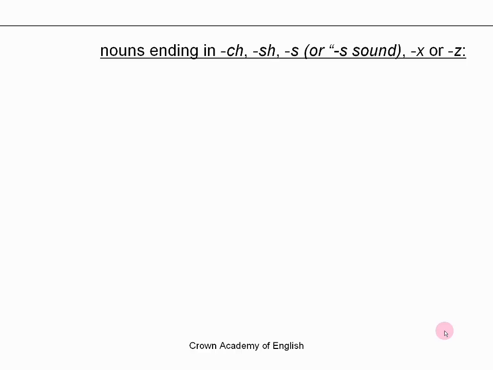So the first exception to the rule, so the first type of irregular noun is the group of nouns which end in ch, sh, s, or an s sound, x, or z. So for all of those nouns, in the plural, we form the plural by adding es to the end.